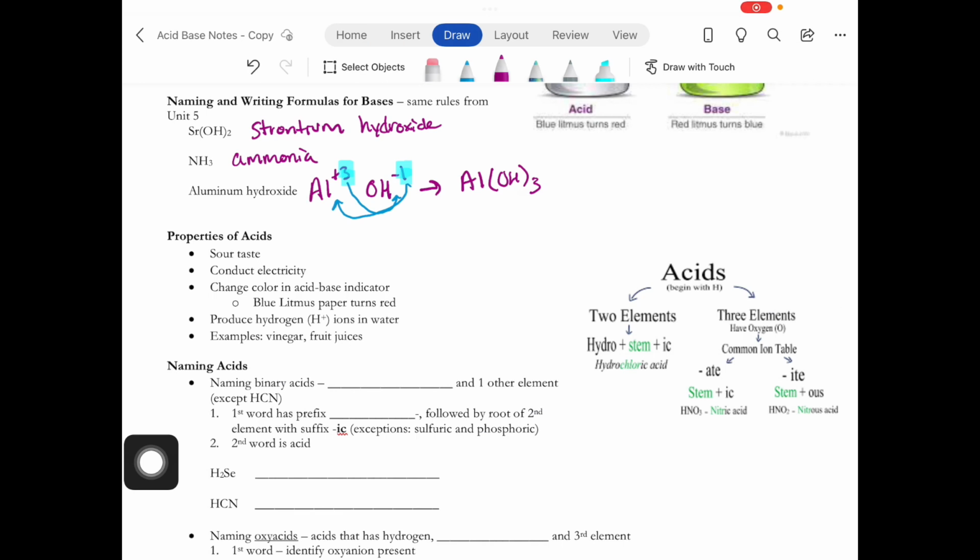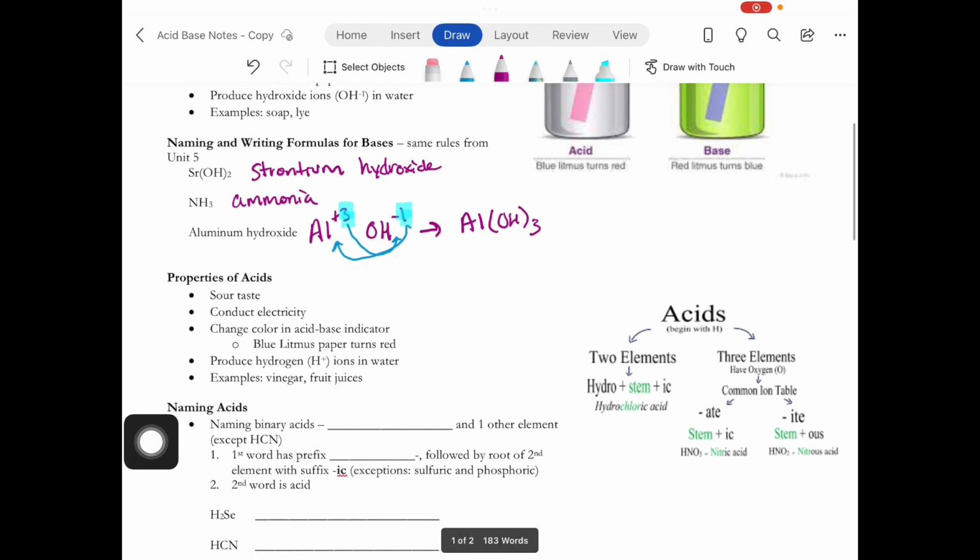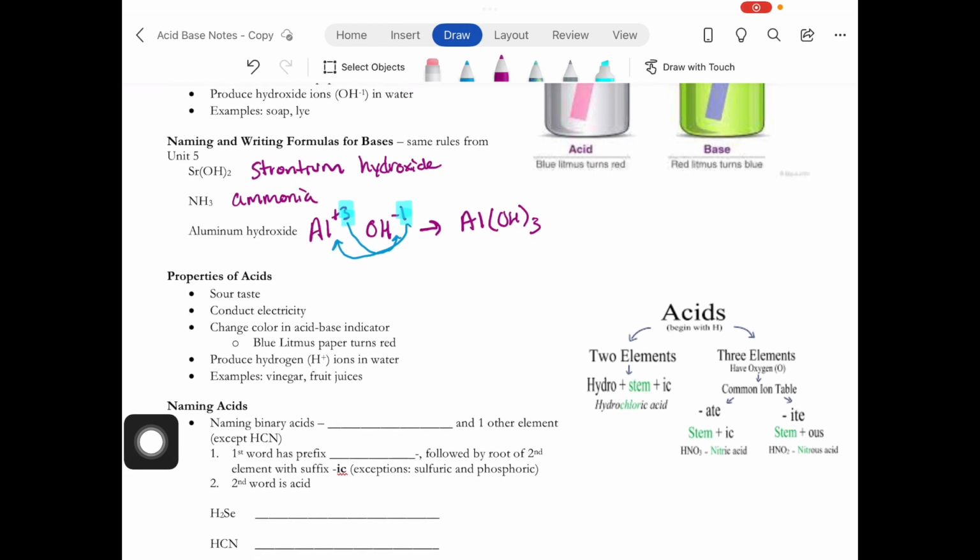Okay, let's talk about acids. Acids have a sour taste. They also conduct electricity. They change color in an acid-base indicator. They turn the blue litmus paper red. They produce hydrogen ions in water, and some examples would be vinegar and fruit juices.